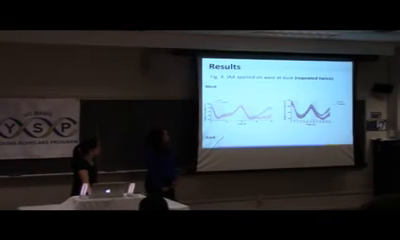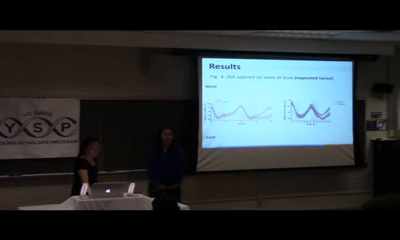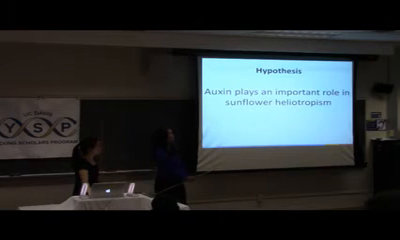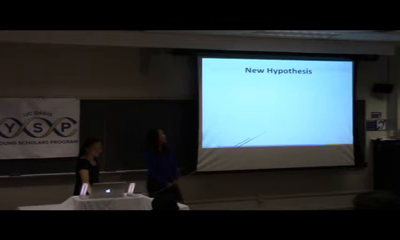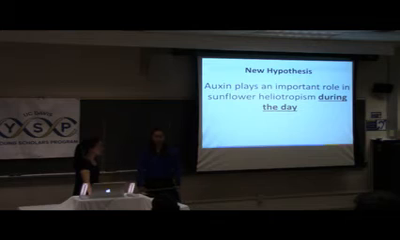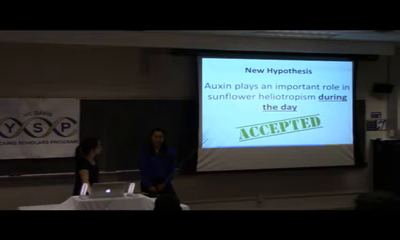Our results showed similar patterns to last season's results, but again, more repetition is necessary to confirm this year's results. Therefore, my hypothesis that auxin plays an important role in sunflower heliotropism was rejected. My new hypothesis is that auxin plays an important role in sunflower heliotropism only during the day because there were no effects at night.